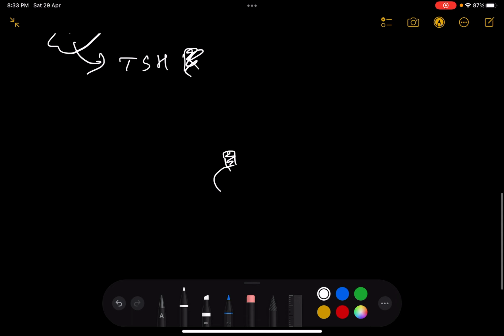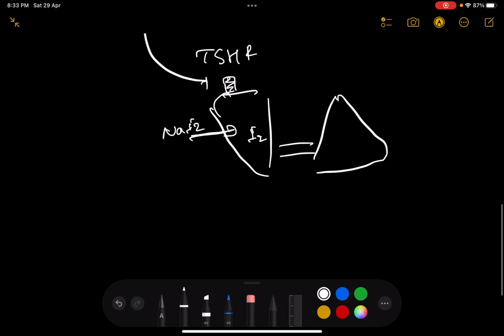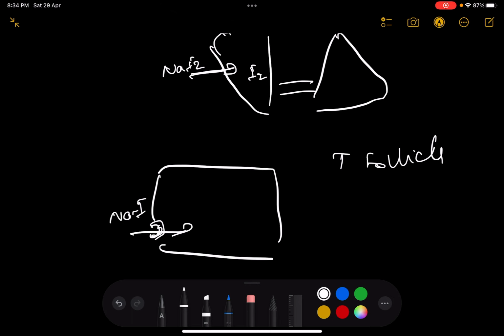Okay, so let's say this is your thyroid gland. You've got your TSHR, and it stimulates the TSHR. What TSHR does is that it increases the iodine uptake, so it increases your sodium iodide uptake via the symporter, and your iodine eventually reaches inside the gland. So now let's zoom into the gland to see what happens inside. Once the iodine is inside, this is one of the thyroid follicles. If we zoom into the thyroid follicle, we see the sodium iodide symporter, and your sodium and iodine is inside.